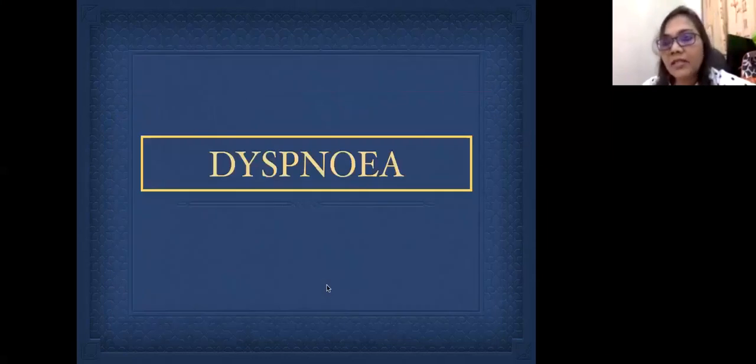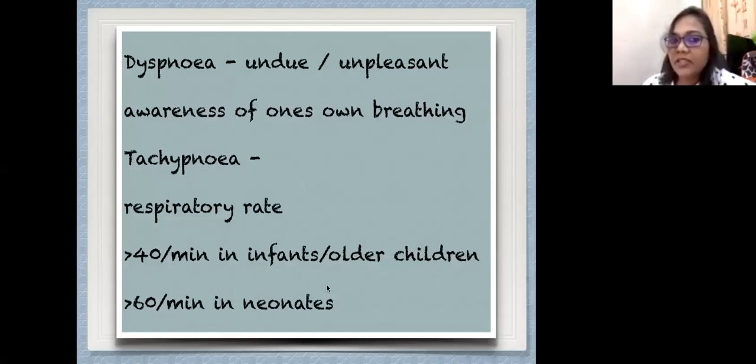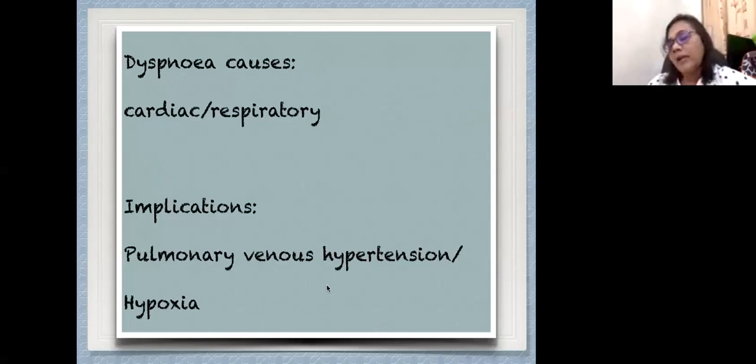So now we will discuss each of these symptoms in detail. Dyspnea. So you know that the definition of dyspnea is an undue or unpleasant awareness of one's own breathing. You all are well versed with the definition of tachypnea, which is a respiratory rate more than normal for age. So dyspnea could be either respiratory or cardiac. And when you think about dyspnea from a cardiac point of view, it means that the patient will either have pulmonary venous hypertension or hypoxia. So these are the two underlying implications when you think about dyspnea as a presenting symptom in heart disease.